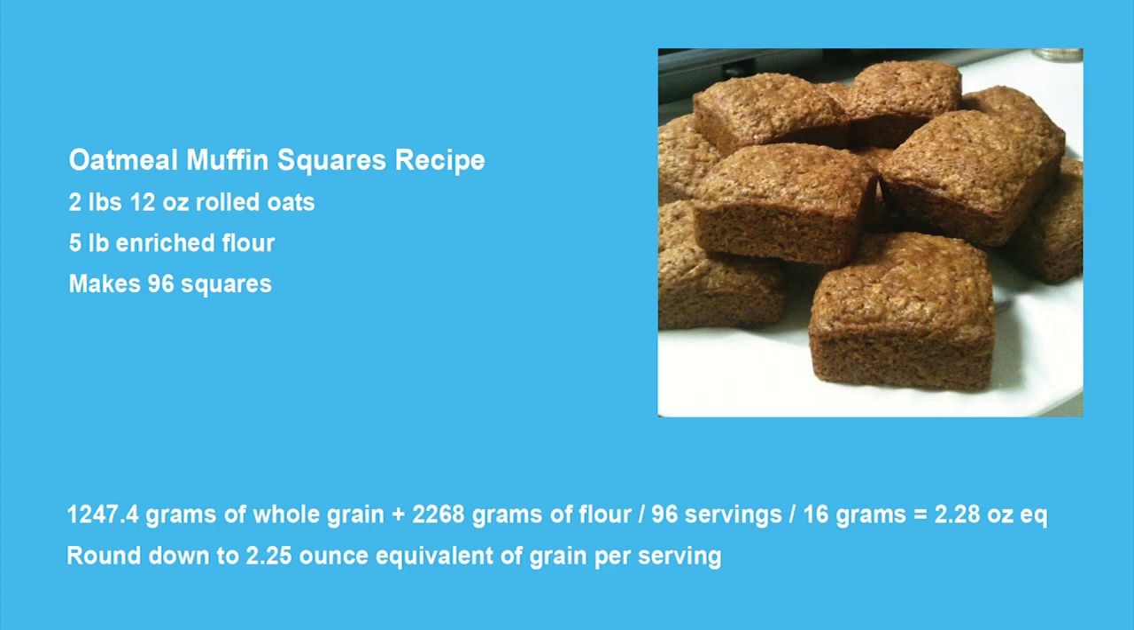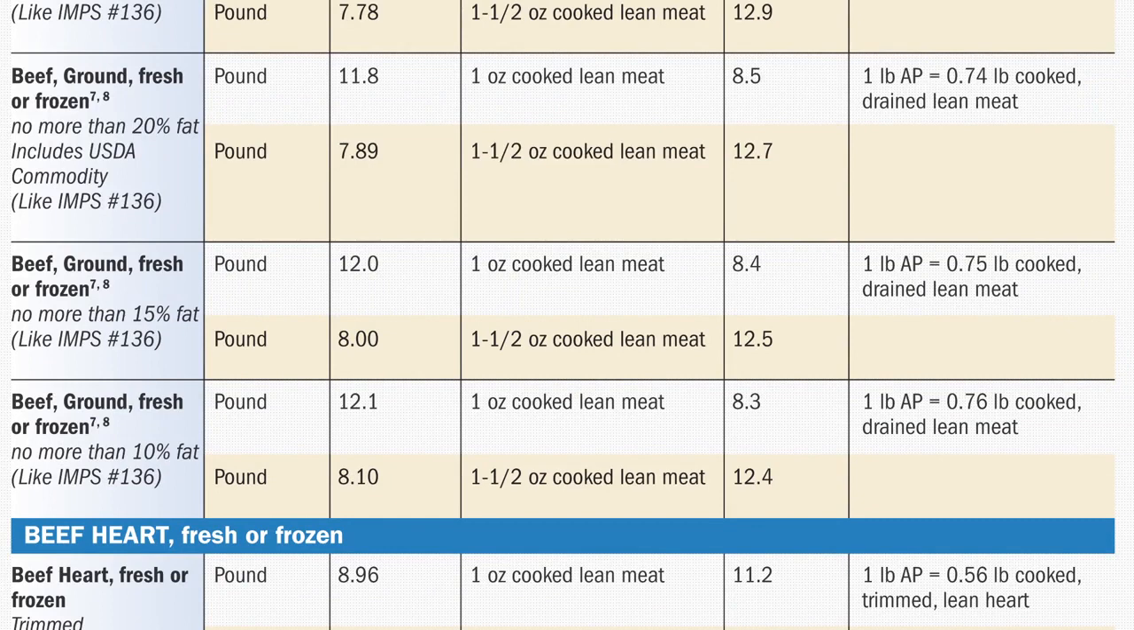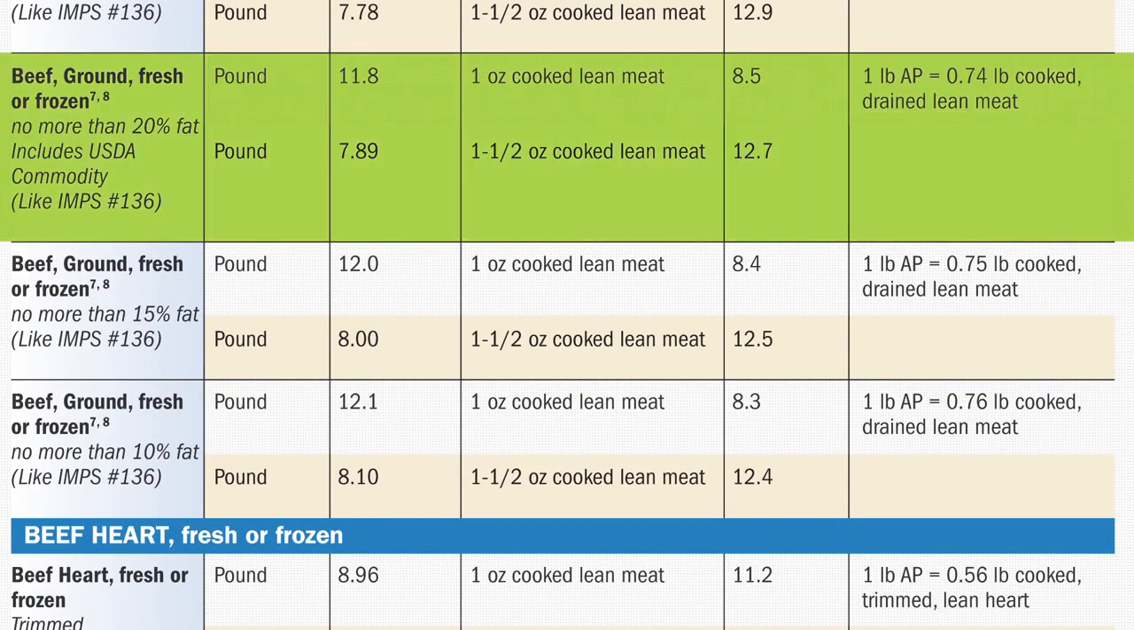However, the oatmeal muffin square does not count as a whole grain-rich item since the weight of the whole rolled oats is not at least half of the total weight of the grain content. Now let's look at how the food buying guide can help you develop your recipes and plan the amounts of foods to order. Say you need to cook some ground beef for a taco recipe.